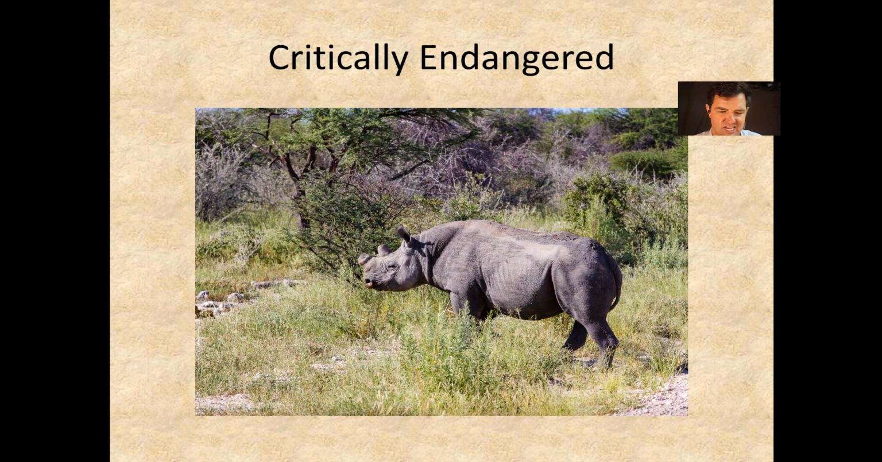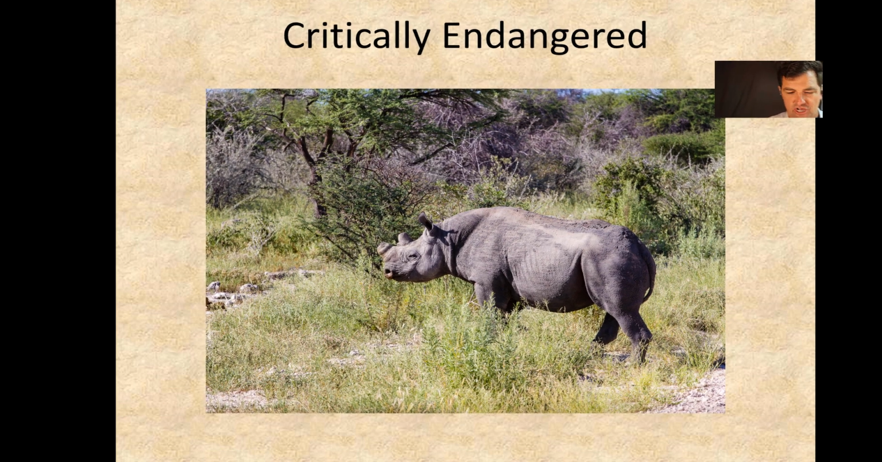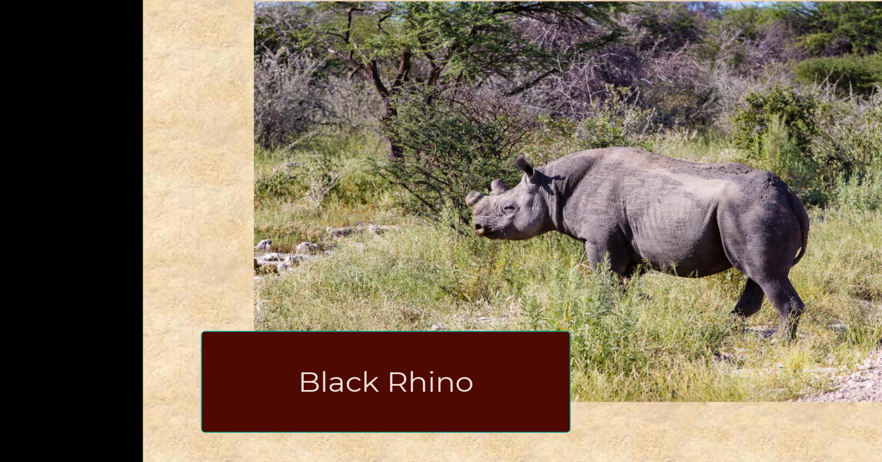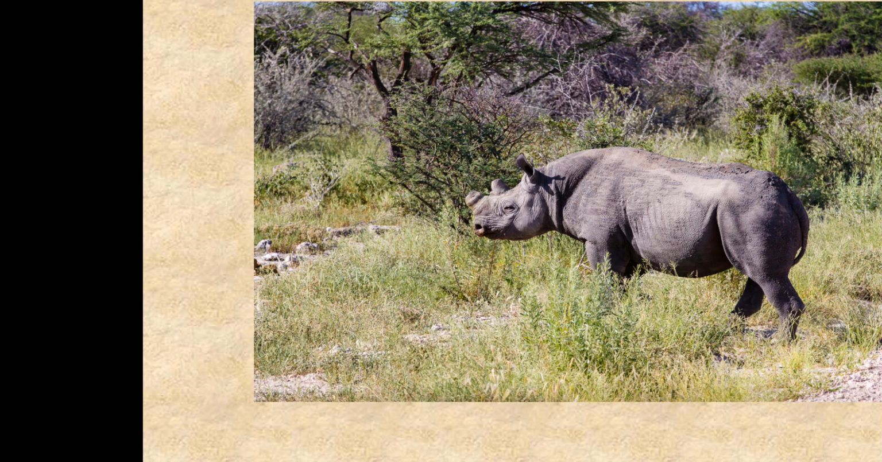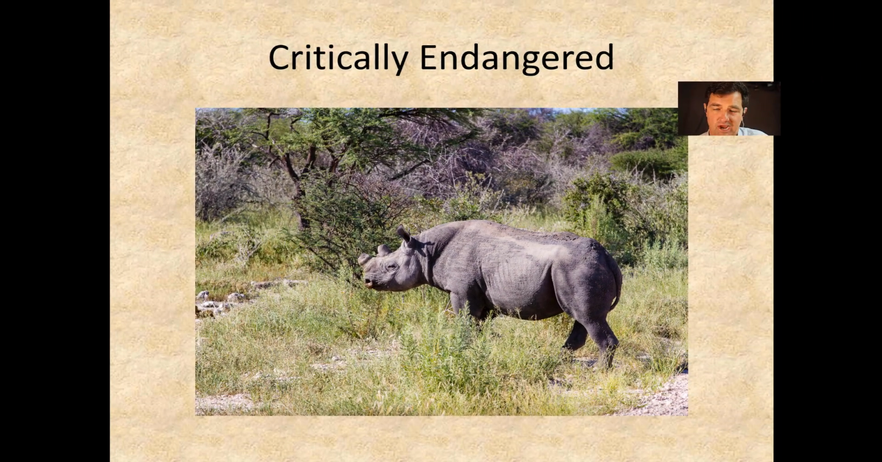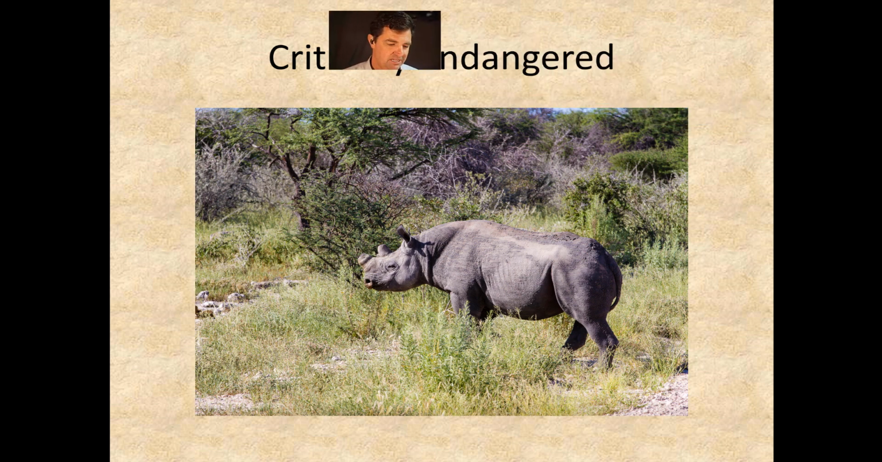So an example of critically endangered would be this black rhino seen here, found in Namibia. You notice in this particular picture, they have removed the horns on the rhino, because that's one of the reasons they're critically endangered: people poach them and kill them to get their horns, so by removing the horns, it discourages poachers from taking them.